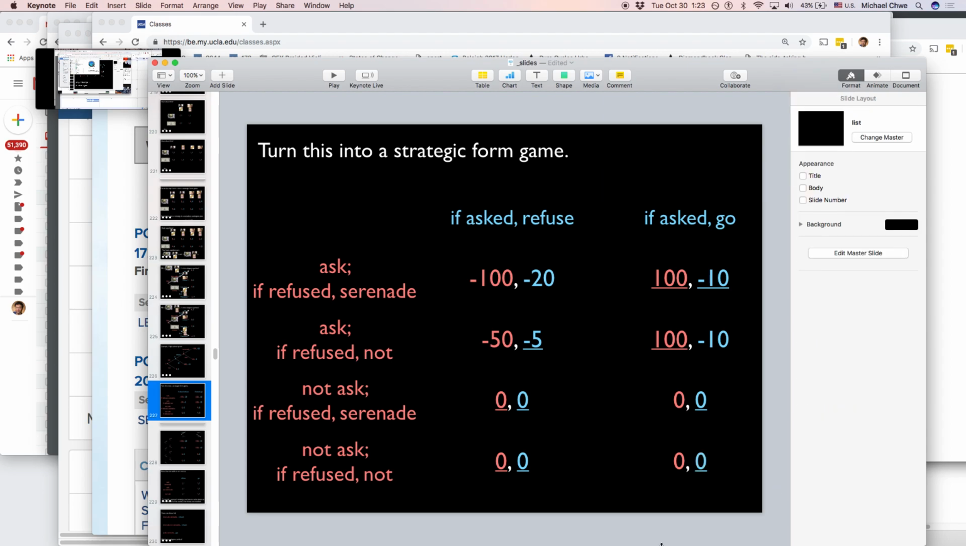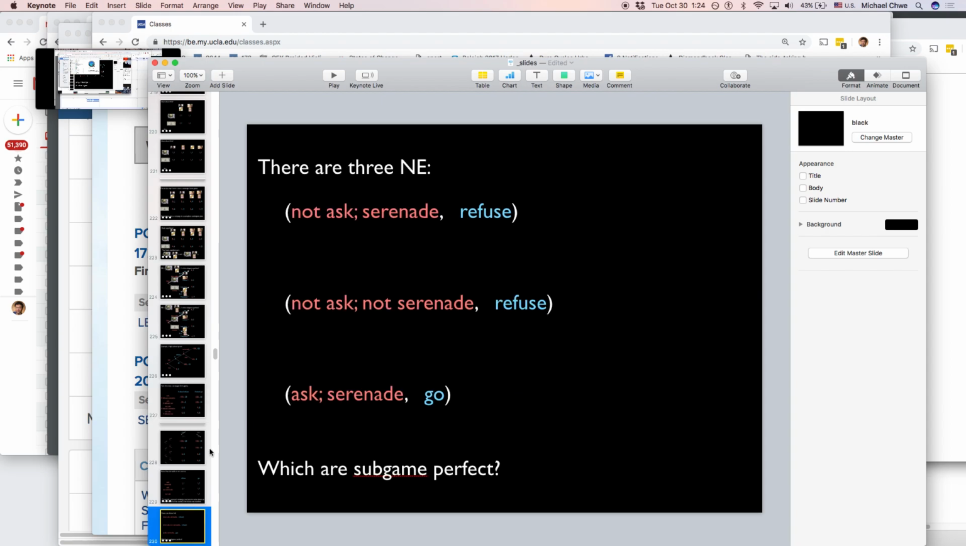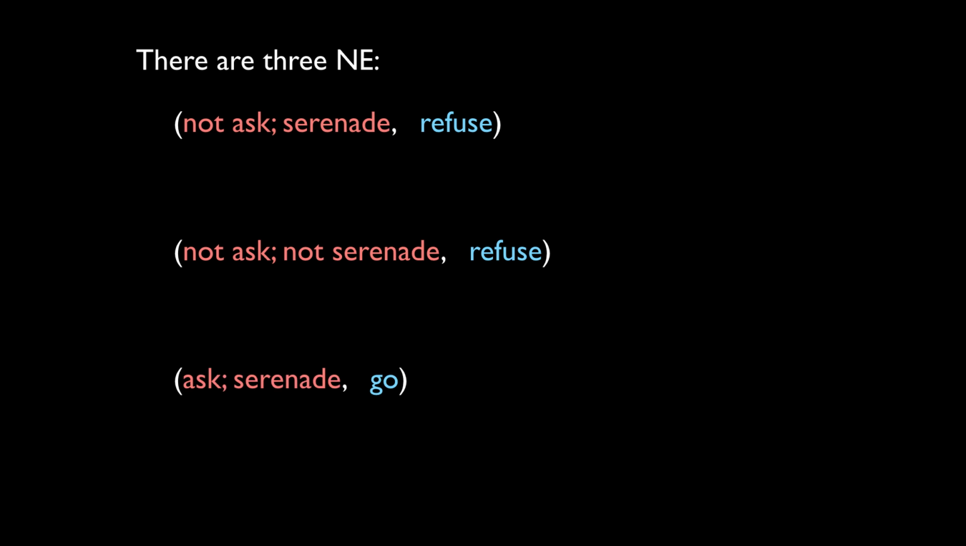How many Nash equilibria do I have? I think I have 3, right? This one, this one. Yeah, they're all zeros. No, hold on. No, you're right. I'm sorry, I made a mistake. This one, and that one. Yeah, thank you. Yeah, 3. All right, so let's look at them each in turn. There are 3 Nash equilibria: not asked, serenade, refuse. So I write them all down.